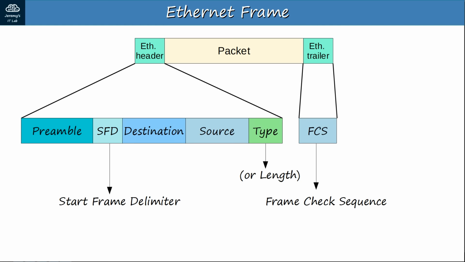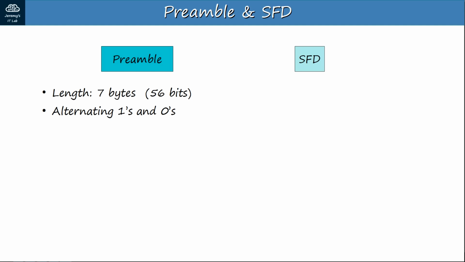Here are the first 2 fields, the preamble and SFD, which I like to think of as a set. Let's look at the preamble first. It's 7 bytes long. How many bits is that? If you remember, there are 8 bits in 1 byte, so 7 times 8 is equal to 56 bits. It's a series of alternating ones and zeros, like this: 10101010, which is 1 byte, 7 times.